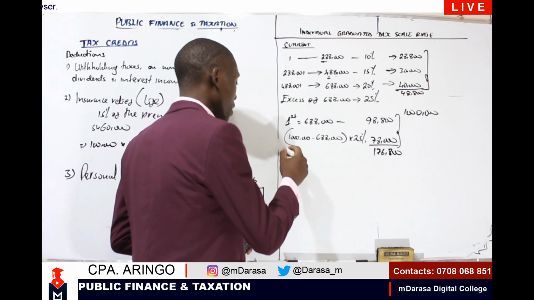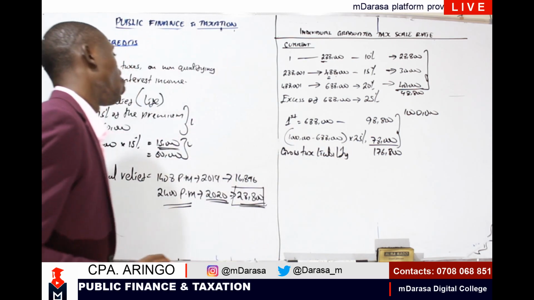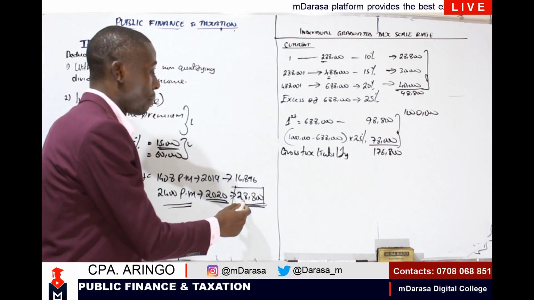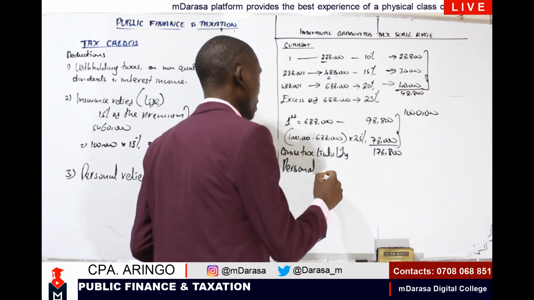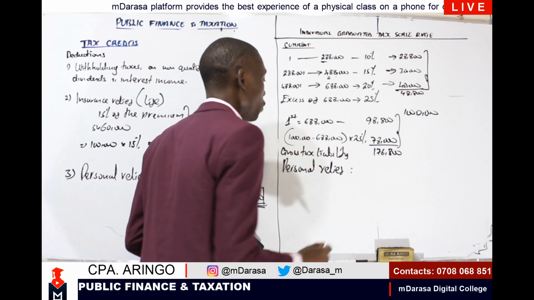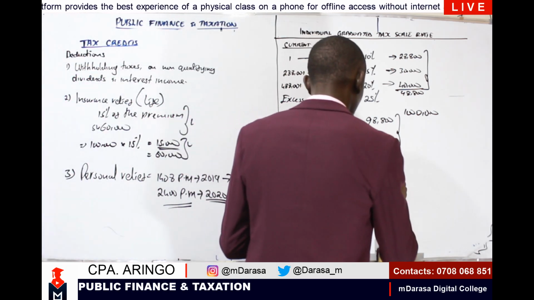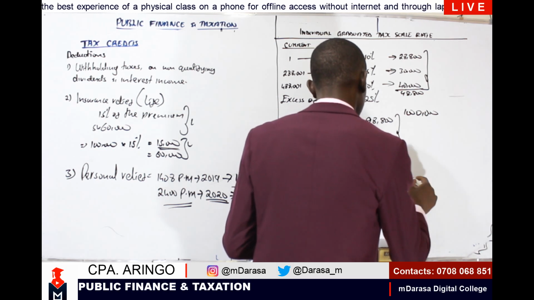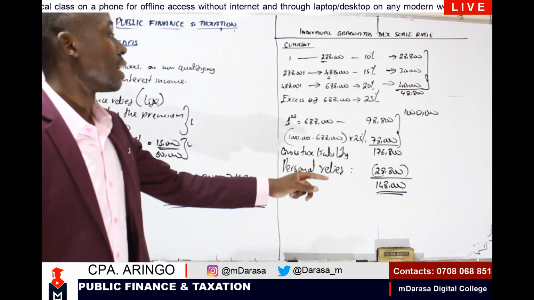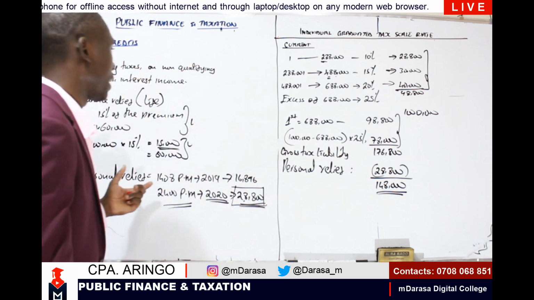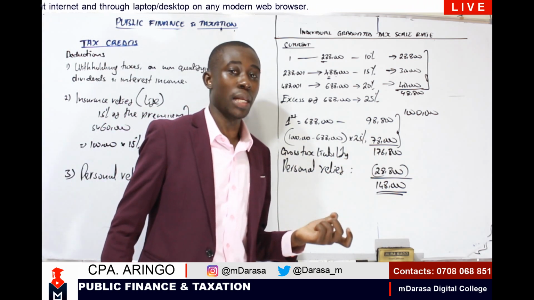This is the gross tax liability. But if this individual was a resident, we are going to give him a personal relief of how much? 28,800. So this is where our personal relief will also come in place. So for personal relief, I'll be talking of 176,800 minus 28,800, to give us our net tax liability of 148,000. So you can clearly see how we have applied the concept of tax credit, where in this case the tax credit will assist us to reduce our gross tax liability.